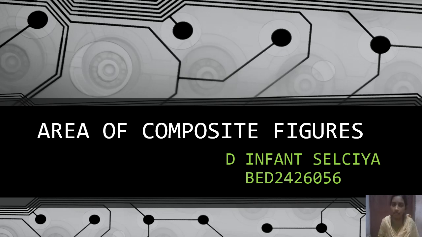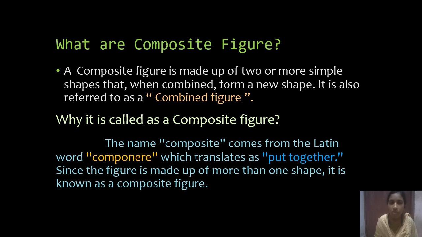Before we begin with area of a composite figure, let's see what a composite figure is. A composite figure is made up of two or more simple shapes that, when combined, form a new shape. It is also known as a combined figure. If a figure is made up of more than one shape, we call that figure a composite figure.